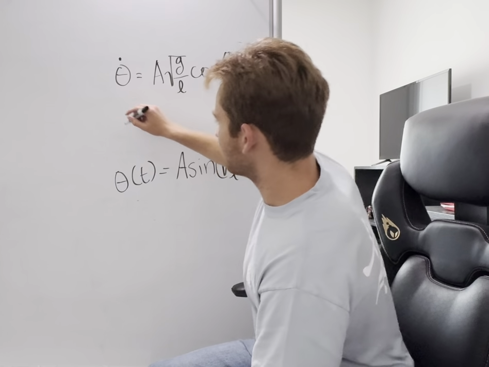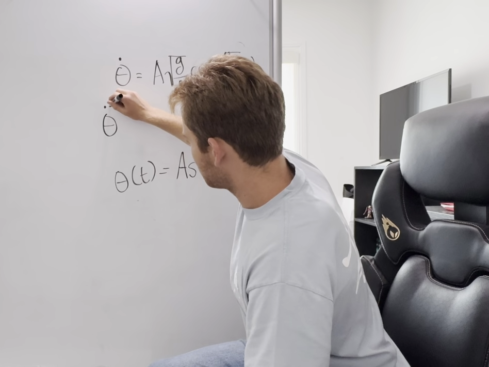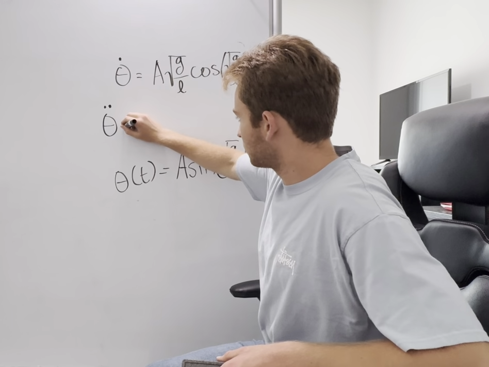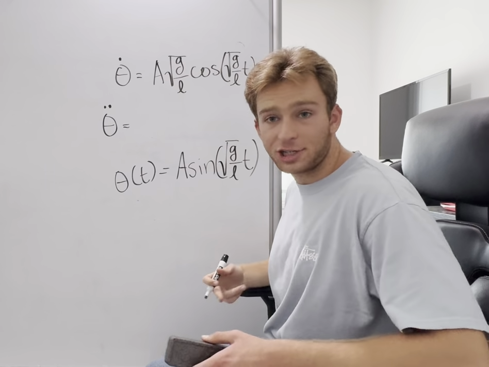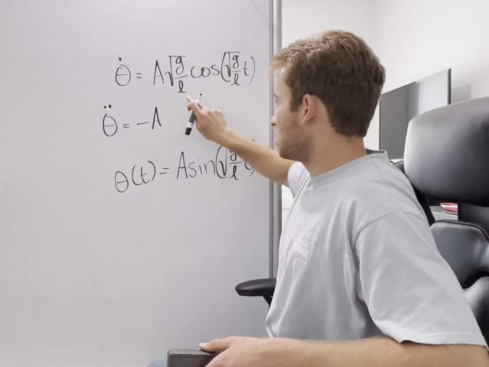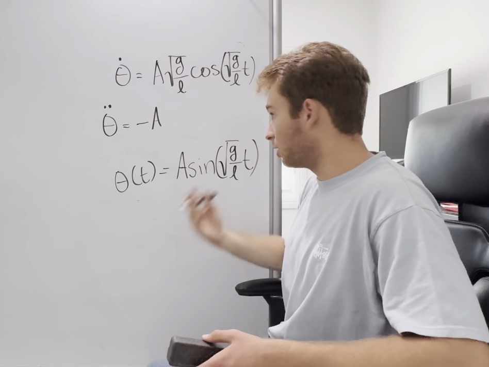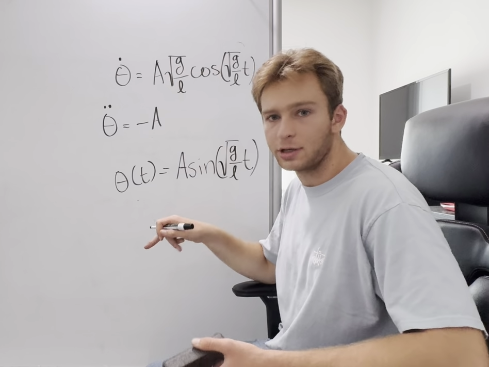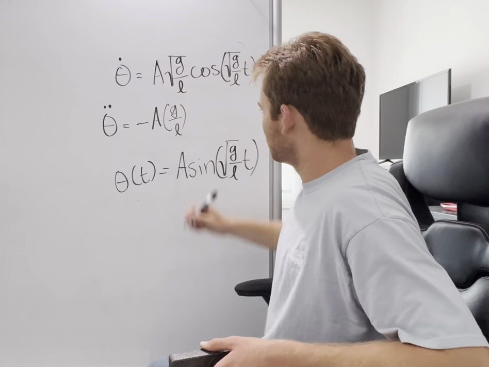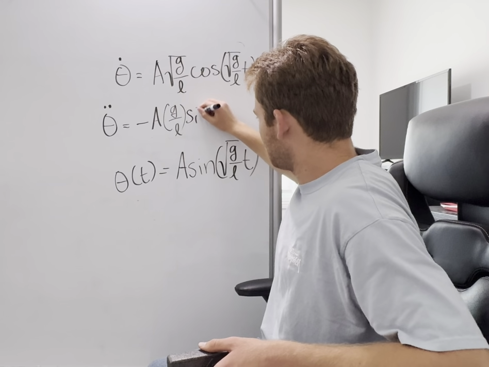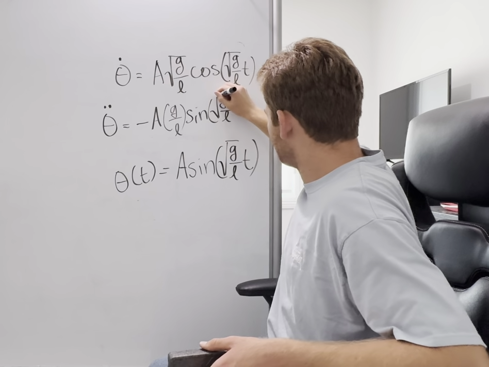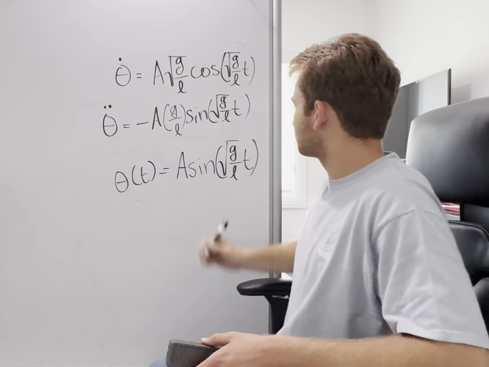And then if we take the derivative again with respect to time, so theta double dot now, derivative of cosine is negative sine, so we pull a negative out here. We have our amplitude. If we multiply this by root g over L again, we have a square root times the square root, and those cancel out. And so this is just going to be ordinary g over L. And this is sine of root g over L times t.